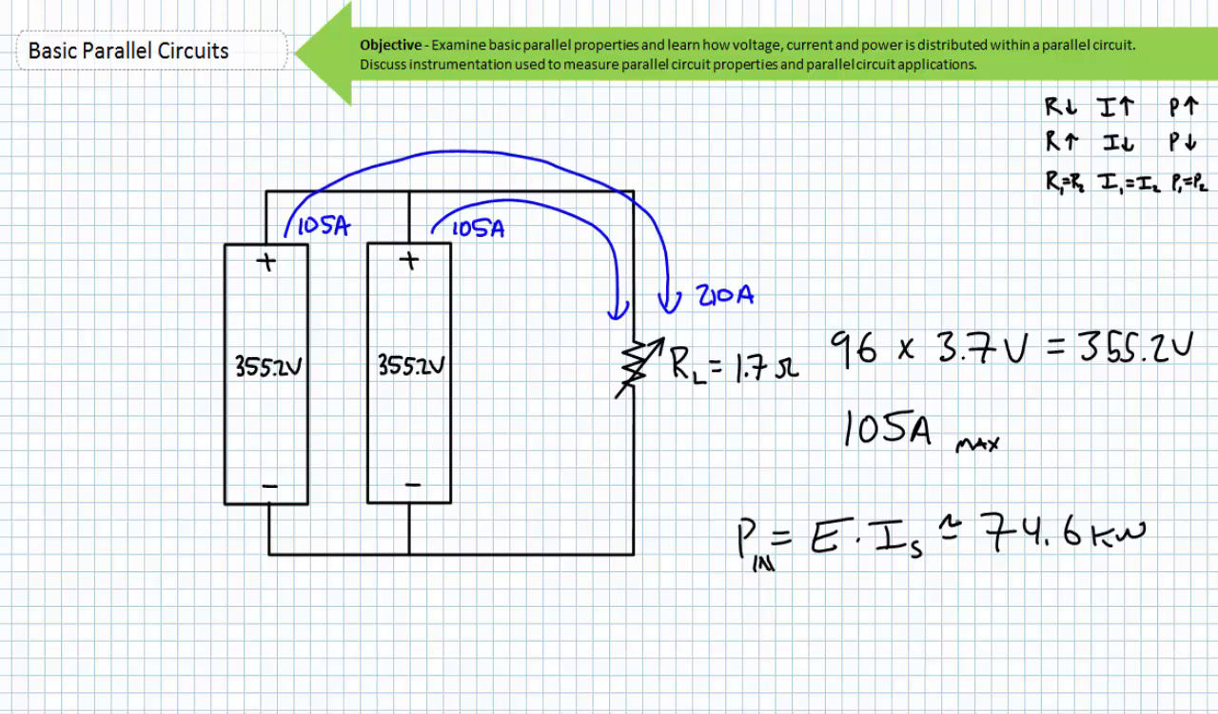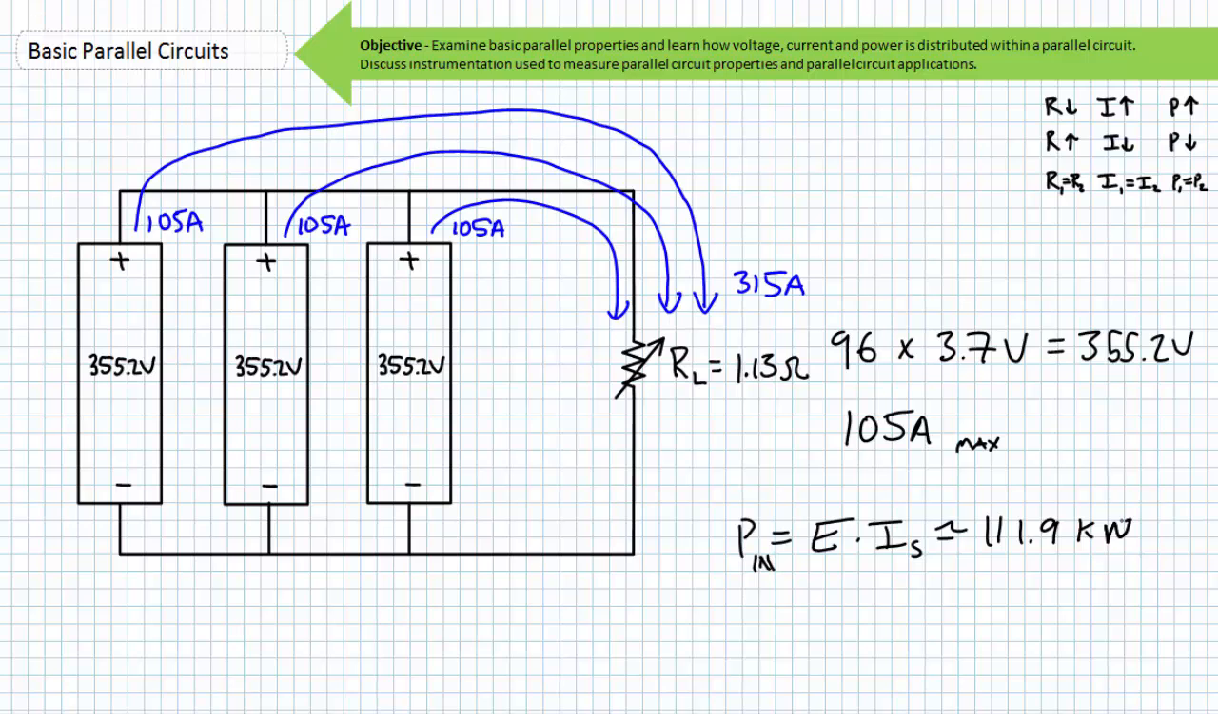You want 3 times as much power? Put three 355.2 volt strings in parallel, each capable of supplying 105 amps individually. The total current supplied to this load is 315 amps at 355.2 volts for a power input of close to 111.9 kilowatts. This is a lot of power and represents a simplified version of the configuration of 3 series strings of 96 3.7 volt lithium-ion batteries placed in parallel with each other inside the original Chevy Volt.